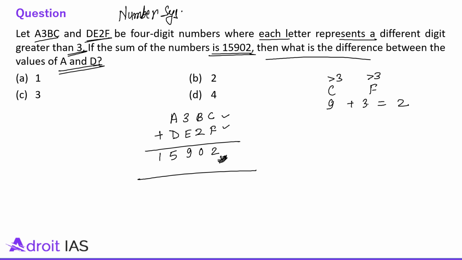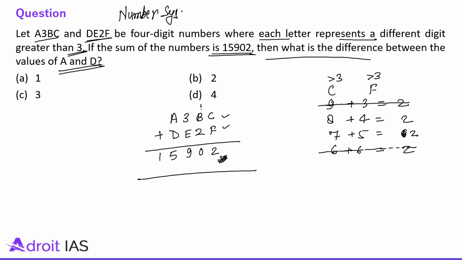So 9 plus 3 can't be the combination, because both numbers have to be greater than 3. Anyways, 8 plus 4 may be the combination, and 7 plus 5 may be the combination. And 6 plus 6 can't be the combination because they are not distinct.